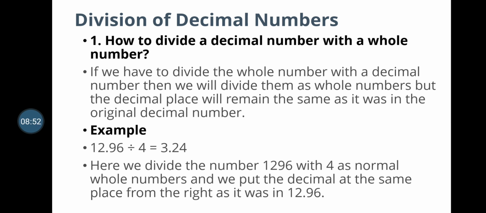Here we divide the number 1296 by 4 as normal whole numbers, and we put the decimal at the same place from the right as it was in 12.96. So 12.96 has two decimal places, so the answer should also have two decimal places.